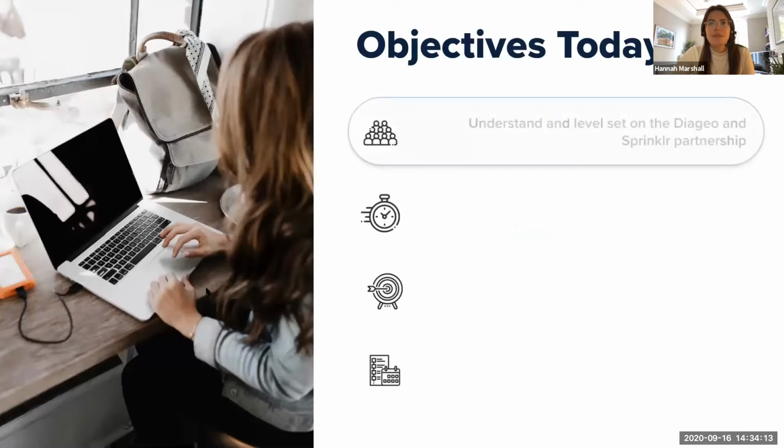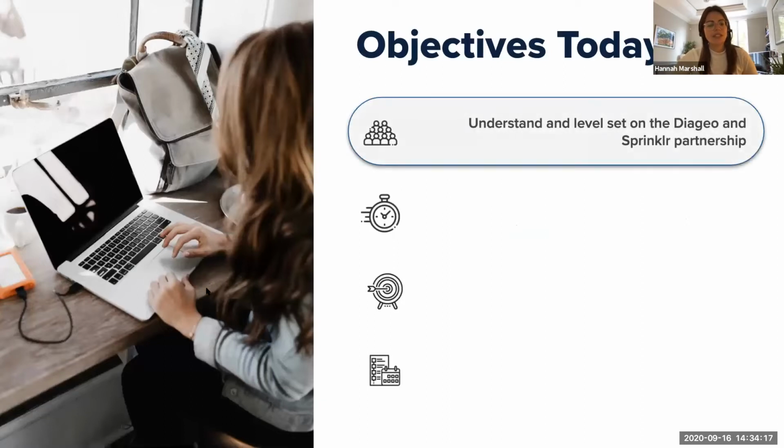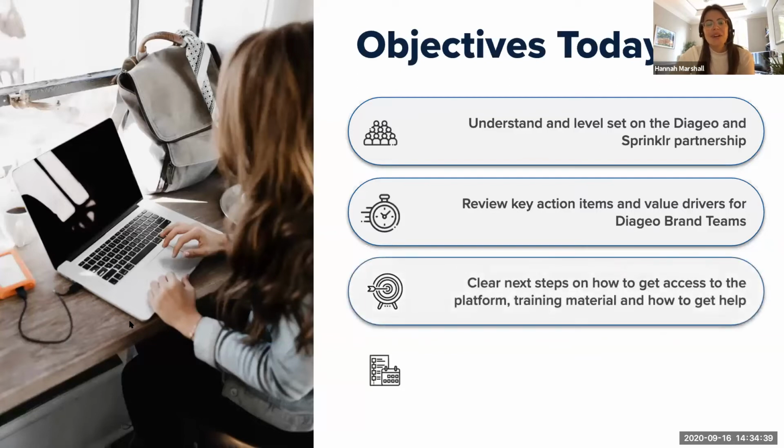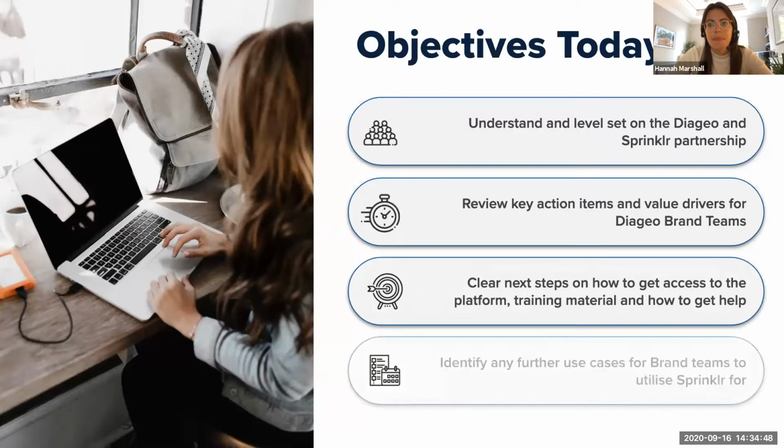Just to call out a few objectives. We understand that Sprinkler is potentially new to some of you, but some of you have had experience of it. So we just want to level set on all of the key elements that are important to you in the Northern Europe brand teams. Make sure you understand all the next actions and the value drivers that Sprinkler has to offer, and we'll call those out as we go through the deck. Make sure you are clear on how to get help, how to access the platform, and how to run any training sessions that you might need through the team today. And then after this, identify any ongoing or new use cases that you might be able to use Sprinkler for to deliver better for the brands that you're working on.